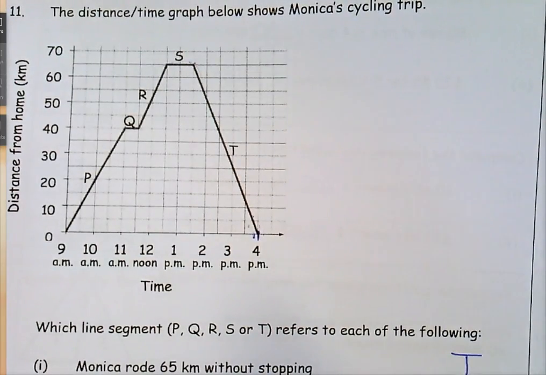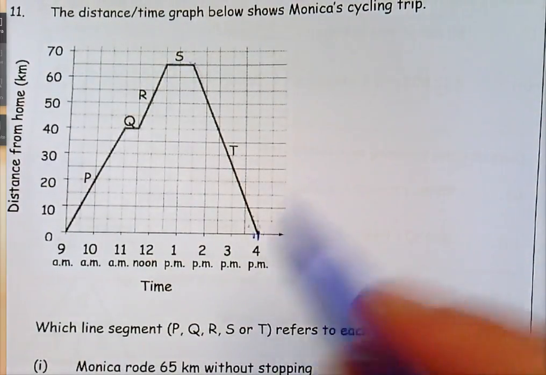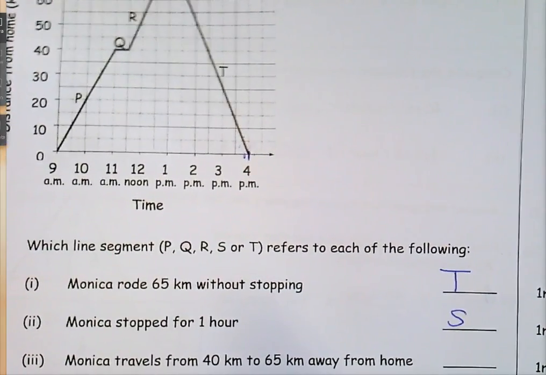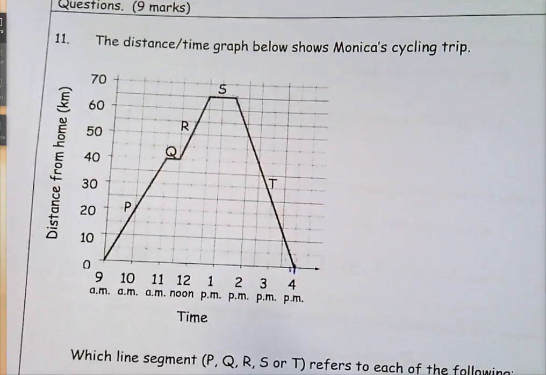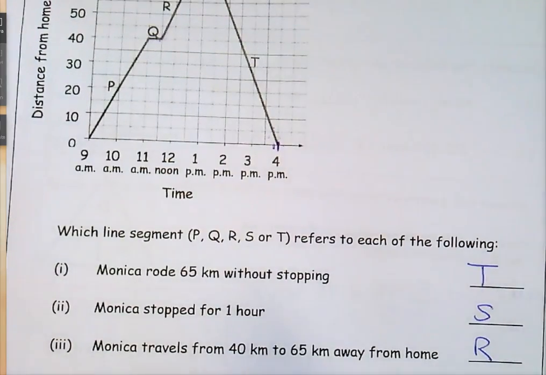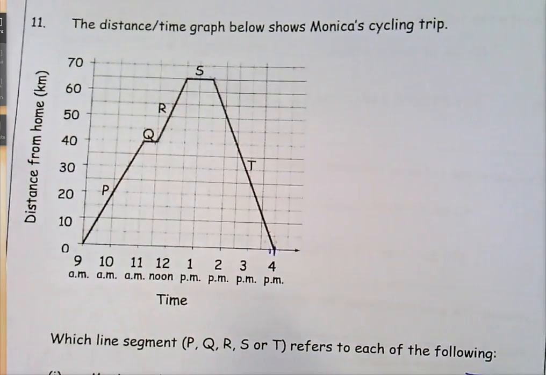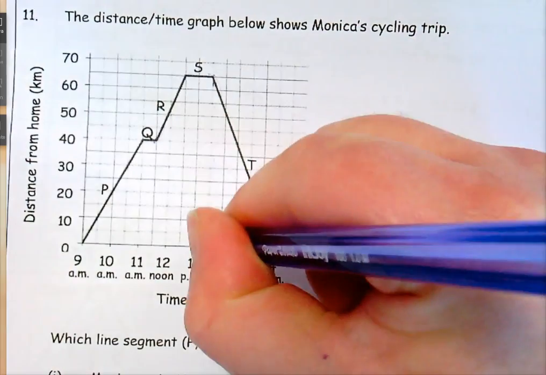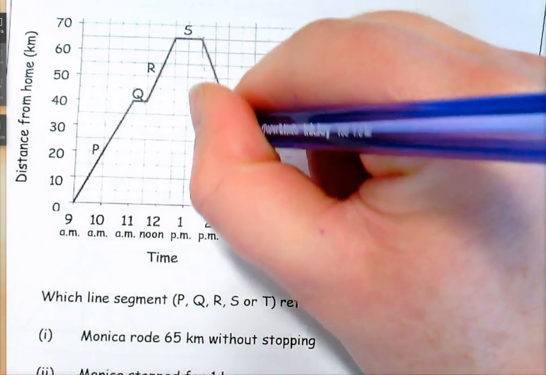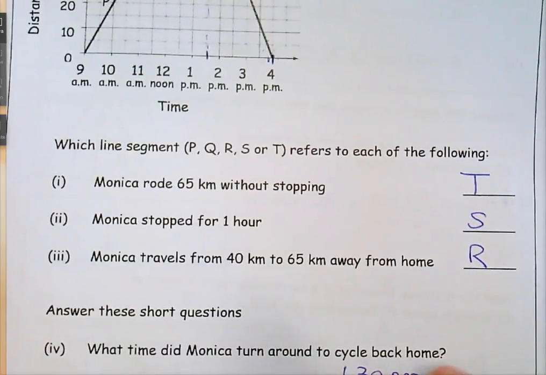So when did she ride 65 kilometres without stopping? T. Where did she stop for 1 hour? At S. Where did she travel from 40 kilometres to 65 kilometres away from home? That's 40, that's 65, that's section R. The next question. What time did Monica turn around to cycle back home? 1:30. Well, it's this time, whatever that is. Wasn't it 2 o'clock? No, it's 1:30. If you look here, it's between the 1 and the 2, so 1:30.